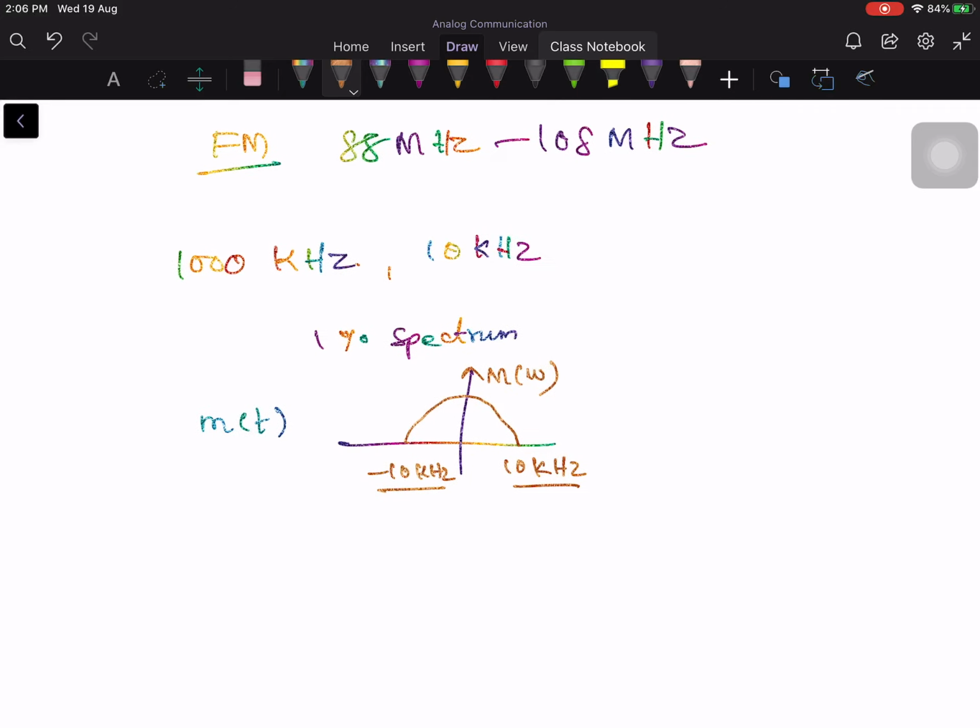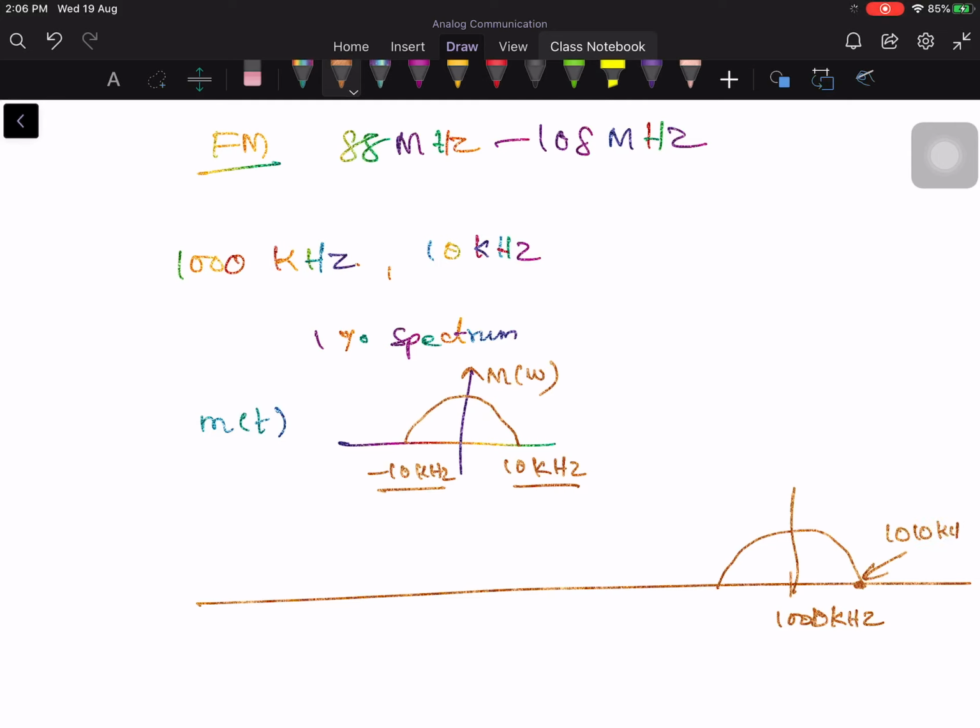Once you do the modulation, then it sits on the 1000 kilohertz, and it sits like this. So this is going to be 1010 kilohertz, and this is going to be 990 kilohertz. So the total width is 20 kilohertz. So that's how you are shifting the frequency, the same spectrum which ranges from 0 to 10 kilohertz. Now it is from 1000 kilohertz to 1010 kilohertz.